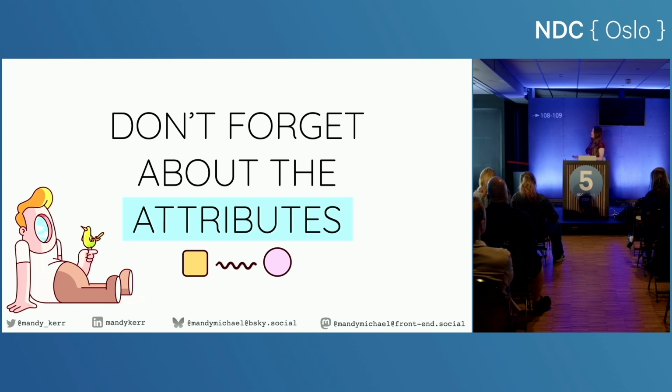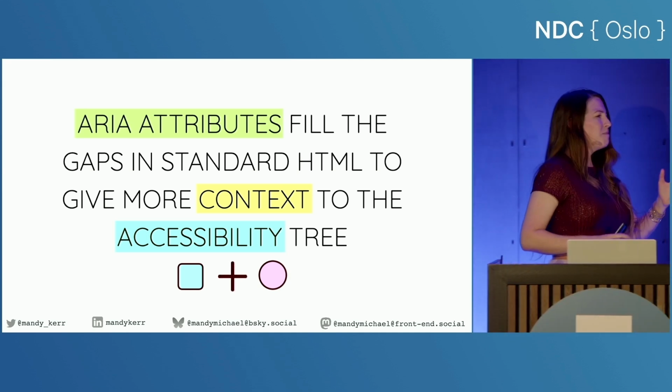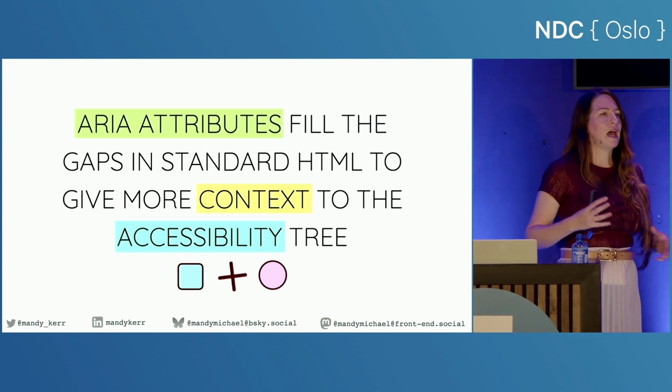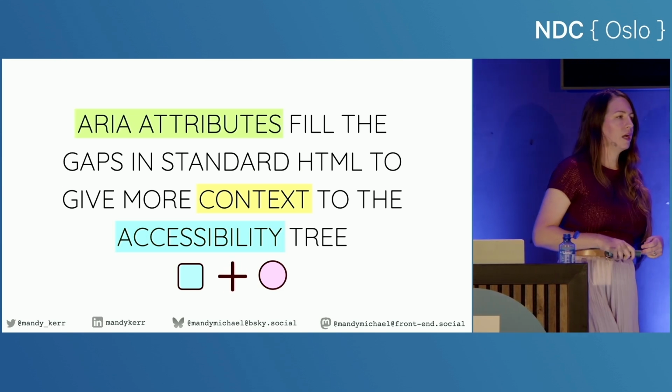Now, much like elements have a lot of useful features, HTML attributes also come with a lot of pre-built functionality that you can take advantage of. And a good example of this is ARIA attributes, which are a collection of attributes designed specifically for the accessibility tree. They loosely aim to fill in the gaps of HTML to give more context to the accessibility tree.